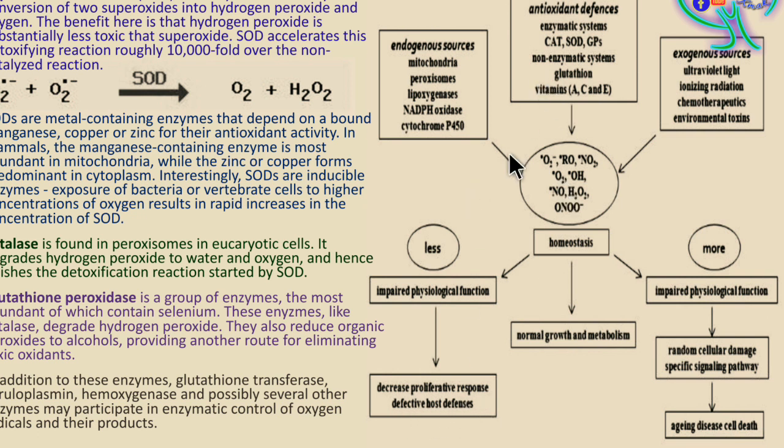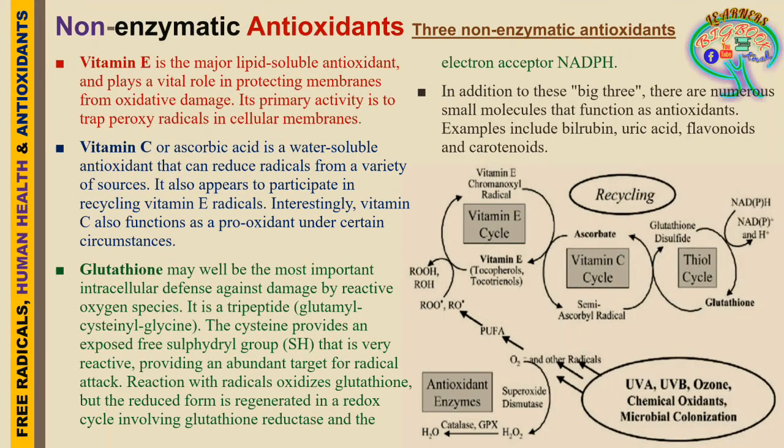Now here, when you consider the endogenous sources, homeostasis is going to have more impaired physiological functions, that is, random cellular damage. A specific signaling pathway is going to be seen where the damage will be seen, and aging, disease and cell death will be seen. So this is regarding this particular picture depiction. We will go to the next slide.